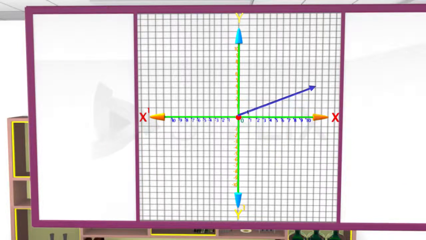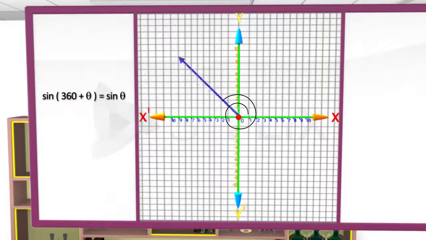If a ray rotates through an angle greater than 360 degrees, it will stop in the first quadrant, and the angle it rotates through will be in the form of 360 plus theta. For example, sine of 360 plus theta is equal to sine theta.